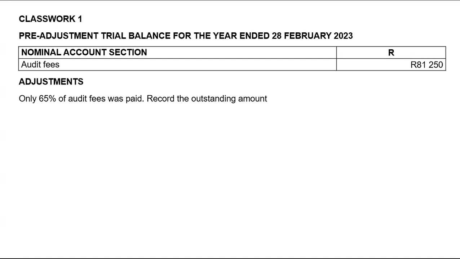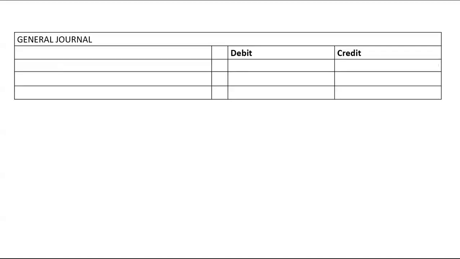Now, it means that 81,250 that we have paid is only the 65% of the total audit fees. To get the outstanding audit fees, we will take that 81,250, times it by the outstanding percentage, which is 35, and divide it by what we have, which is the 65. This will give us the 35%, which will be 43,750. This 43,750 is what we call accrued expense. So we'll increase our audit fees by 43,750 and recognize the current liability amounting to 43,750.